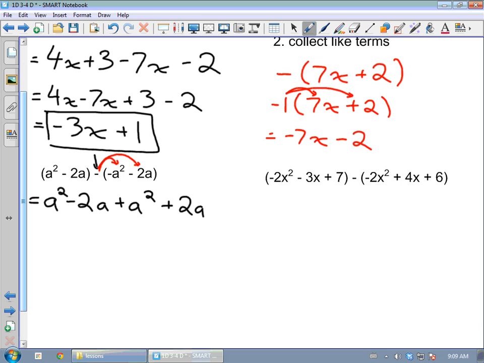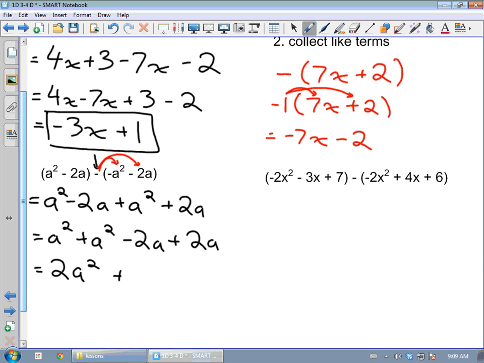A squared and a squared are like terms. So a squared plus a squared. Negative 2a and positive 2a are like terms, so I can put them next to each other, and then I can collect them. A squared plus a squared. I don't see any coefficient out front, so I assume that there's just a 1. So an a squared and another a squared gives me 2 a squareds. Negative 2a plus a, let's see, negative 2 plus 2 is just going to give me 0.